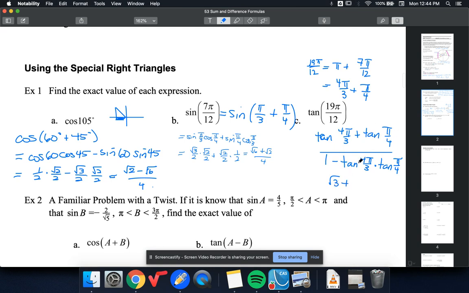Tan of pi over 4, that's quadrant 1, that's positive, and that's just 1 over 1 minus. The nice thing about tan is once I have these, I just multiply them together, root 3 times 1. So I get root 3 plus 1 over 1 minus root 3. And this does not simplify any further, so don't be fooled.